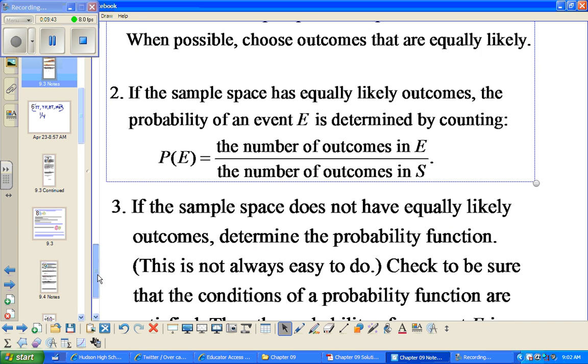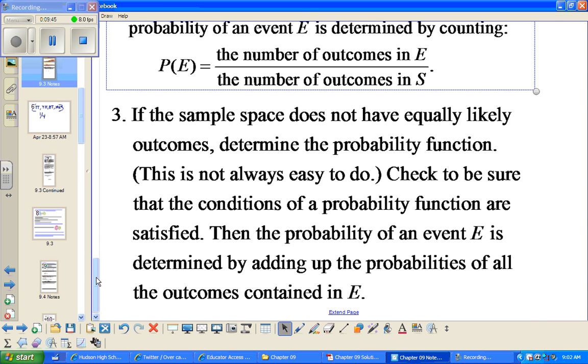That P means probability. And then, if the sample space does not have equally likely outcomes, determine the probability function, which means determine how you're going to figure out the probability of each event occurring. Check to be sure that the conditions of the probability function are satisfied that we read through earlier. Then the probability of event E is determined by adding up all the probabilities of all the outcomes contained in E. Same thing we mentioned before.